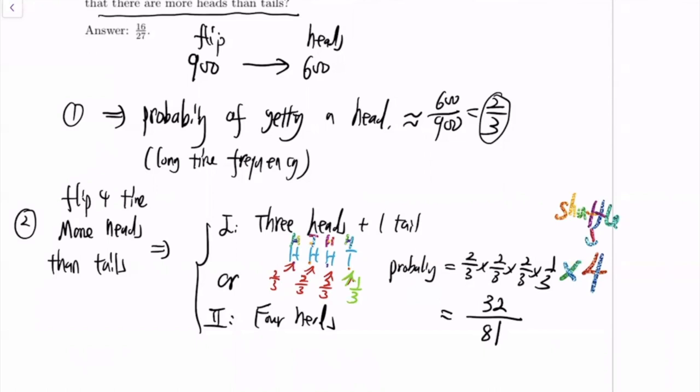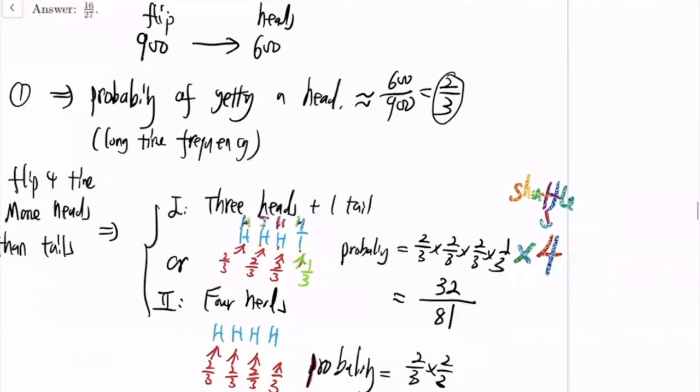Now, if it's four heads, for each one the probability is two thirds. So for this case, the probability will be two thirds to the fourth power, which is 16 over 81.